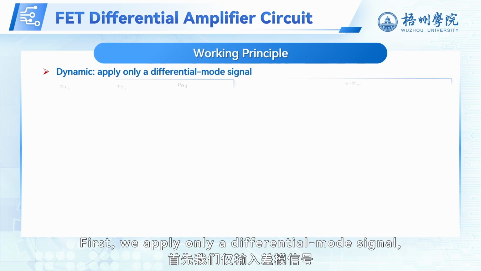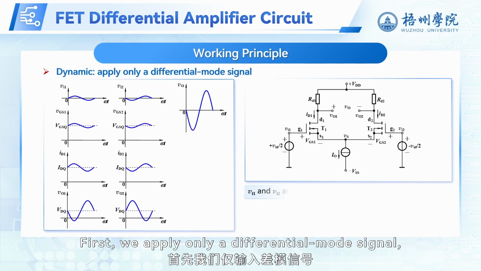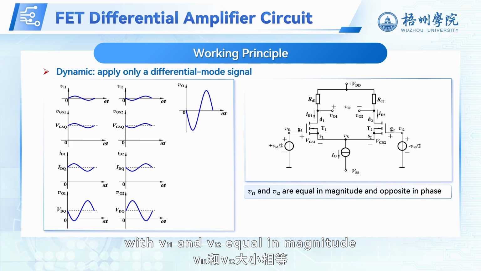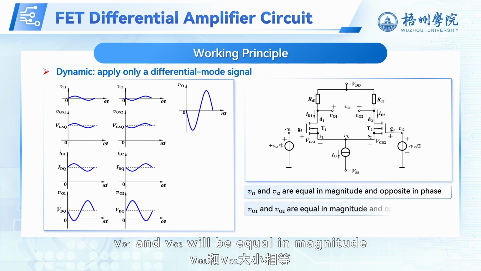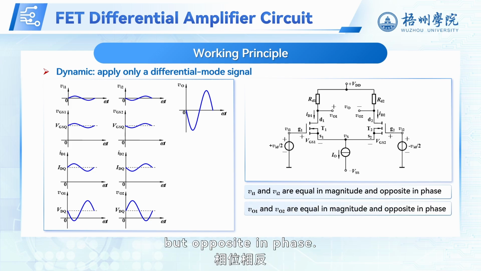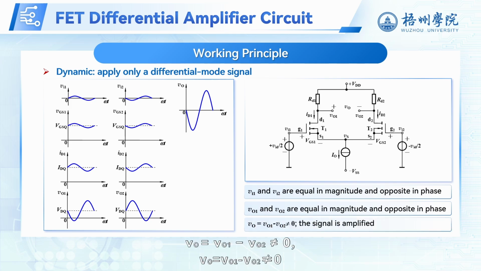First, we apply only a differential mode signal, with V_I1 and V_I2 equal in magnitude but opposite in phase. VO1 and VO2 will be equal in magnitude but opposite in phase. VO equals VO1 minus VO2 is not equal to 0, meaning the signal is amplified.